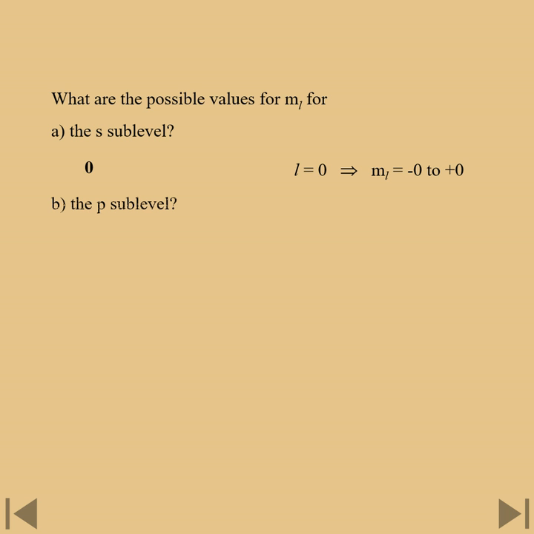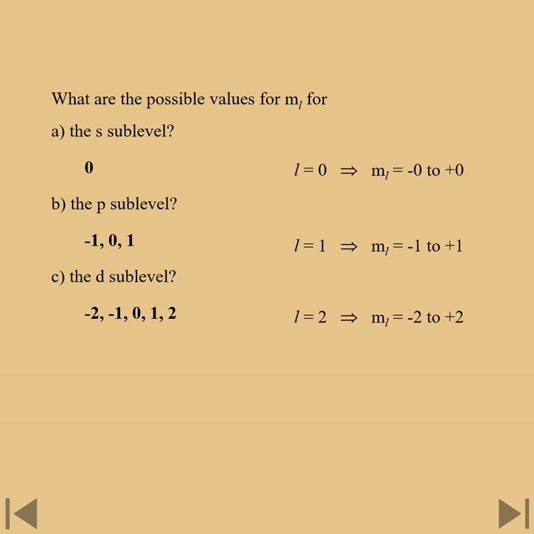Now for the p subshell, L is equal to 1, and so m sub L goes from negative 1 through 0 out to positive 1, for 3 p orbitals: negative 1, 0, and positive 1. And the d subshell, well, what is L for d? 2. So we go from negative 2 out to positive 2, including 0. And here are the 5 orbitals for the d subshell.